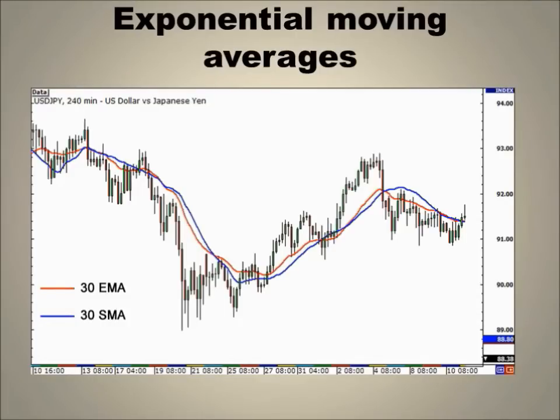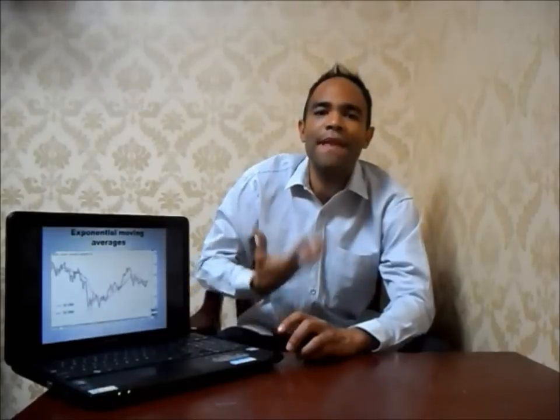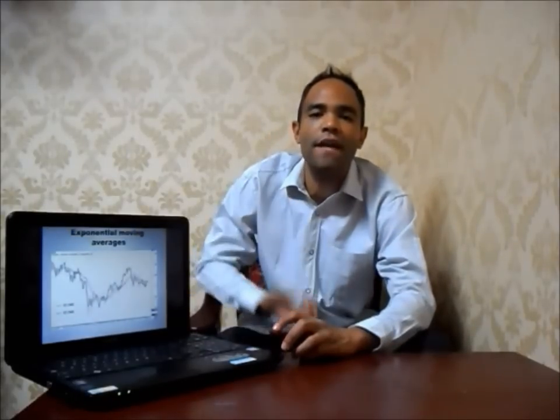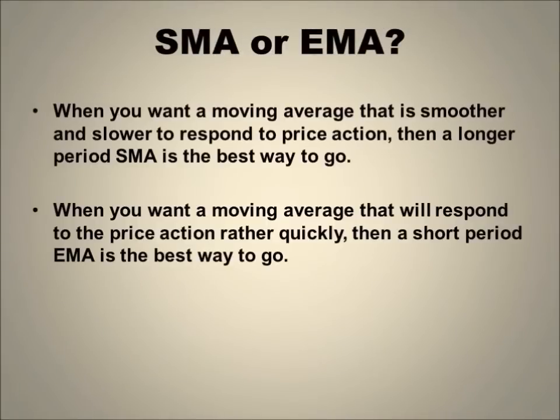This is important because the exponential moving average reacts to the market slower than the simple moving average. So again, I'm not saying the EMA is better than the SMA. It just depends on what type of trader you are. Maybe we do want a moving average that reacts quickly to the market, depending on if we are a short-term trader, day trader, or a long-term trader. Which leads to the question, simple moving average or exponential moving average?